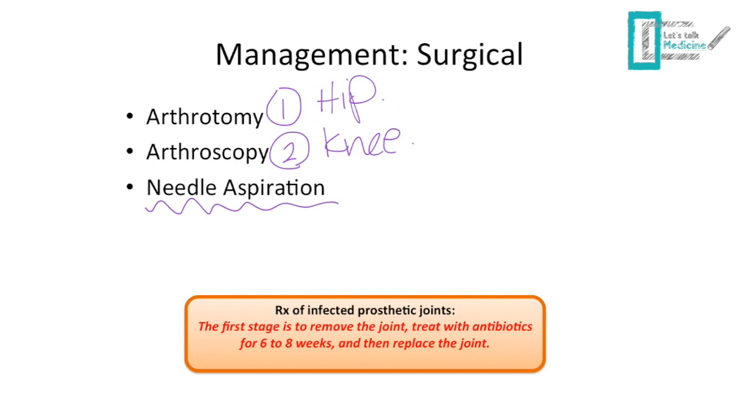Another thing you should know is the treatment of infected prosthetic joints. As we said, the prosthetic joints, what is the most common organism? So Staph epidermidis is the most common organism in that. The first stage is to remove the joint and treat with antibiotics for 6 to 8 weeks. And we will come to the duration of the antibiotics.